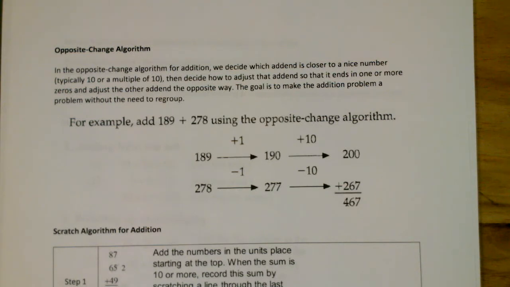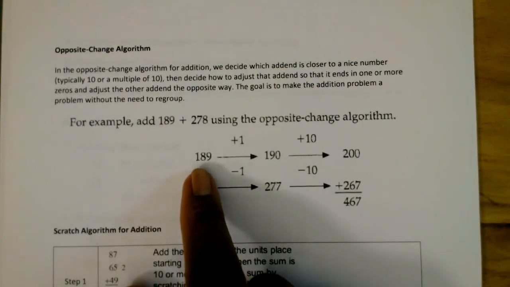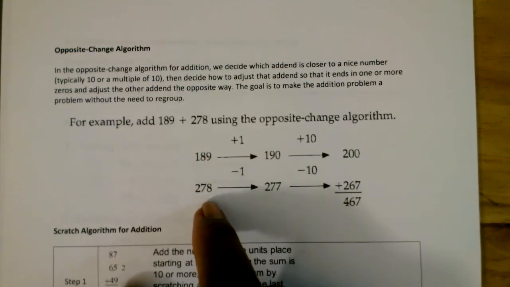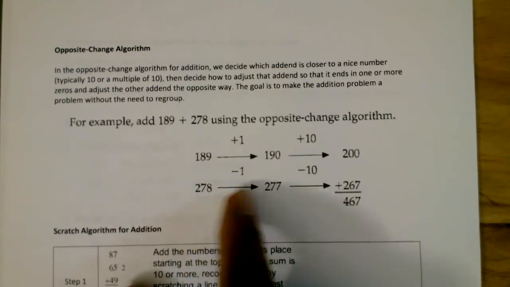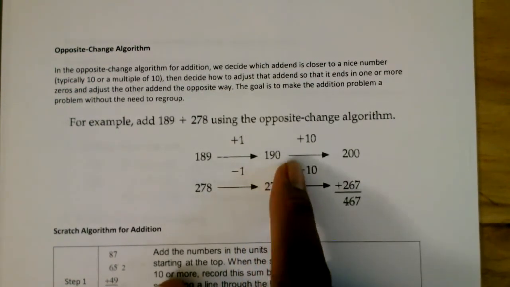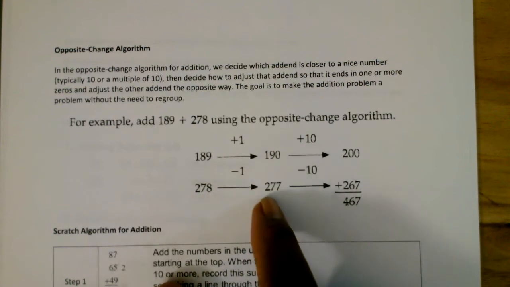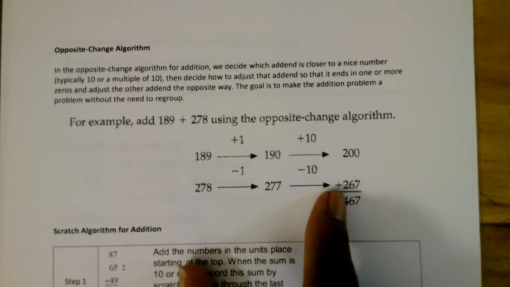Like if I want to add 189 to 278 using the opposite change algorithm, this is what I'll do here. I know 189 is 1 less than 190. So let's add 1 to the 189 and subtract 1 from the 278. Add 1 to the 189, you'll get 190. Subtract 1 from the 278, you'll get 277. But let's make 190 into 200 by adding 10 to it. So if I add 10 here, the other add-in, I need to subtract 10. So 190 added to 10, you'll get 200. Subtract 10 from 277, you'll get 267.